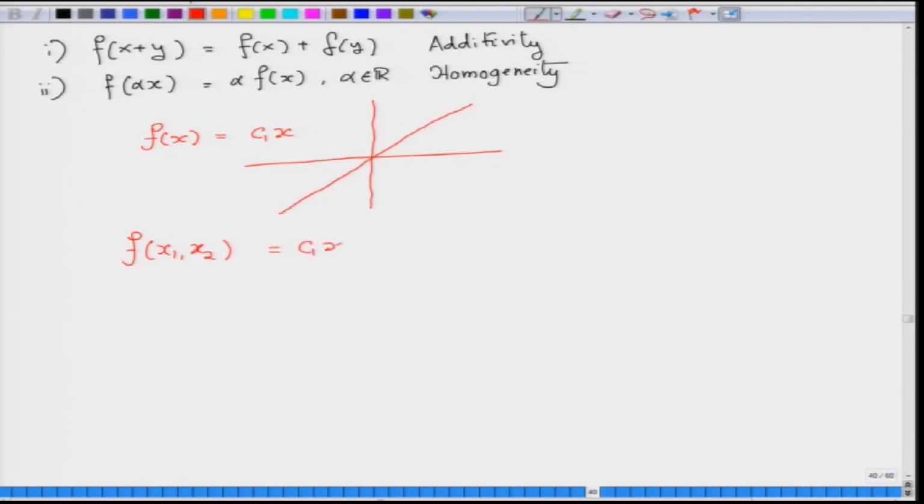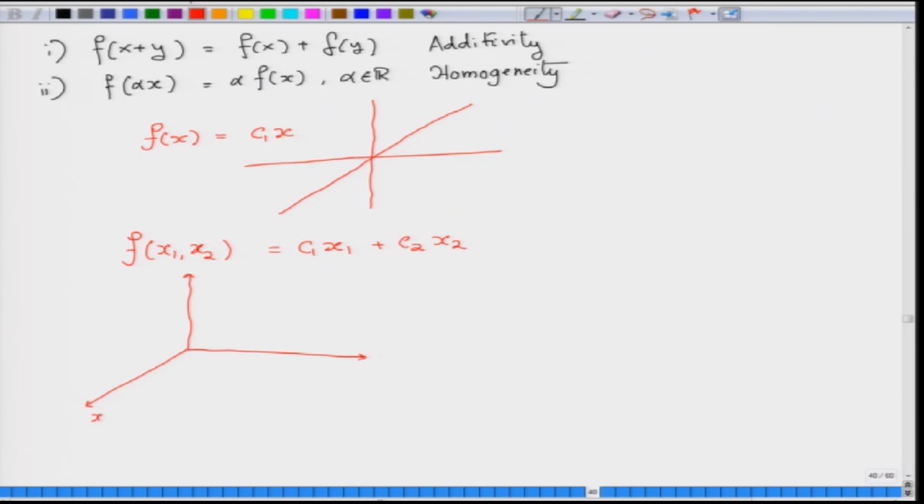is C1 x1 plus C2 x2. What does that represent graphically? If this is y, or z, or x3, equal to C1 x1 plus C2 x2, then what does this represent? This would represent a plane passing through the origin. So, it would represent a plane in 3 dimensions, but passing through the origin, because if I put x1 and x2 both equal to 0, then I will get 0. When x1 and x2 are 0, then the f value is also 0.